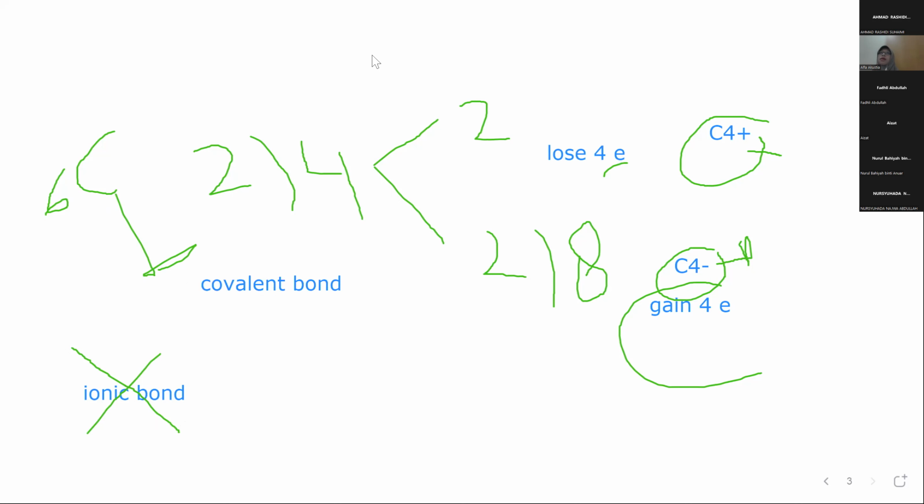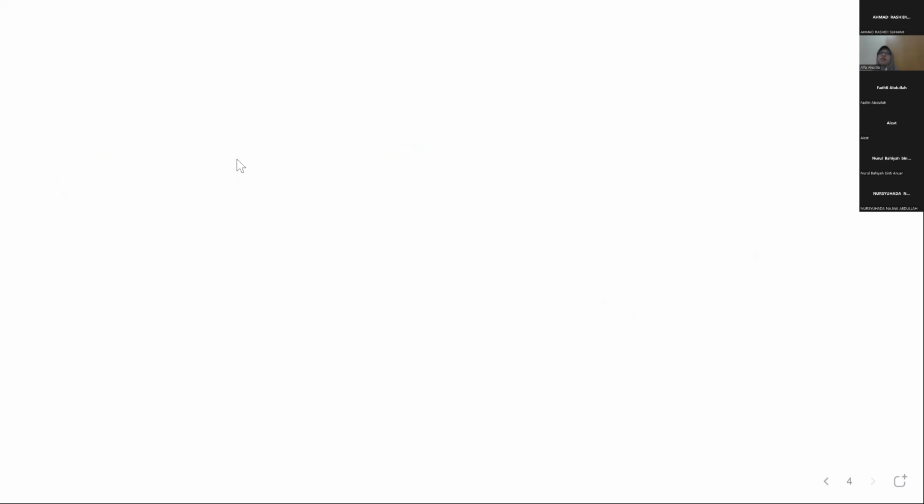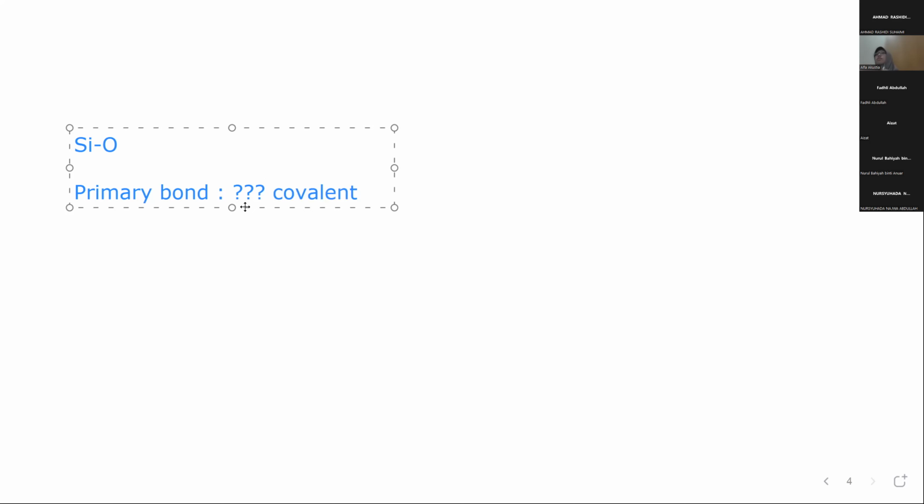So back to my question. How about silicon and oxygen? In the primary bonding, what type of bonding? Ionic, covalent, or metallic? Covalent, because it is difficult for silicon to become positive or negative.